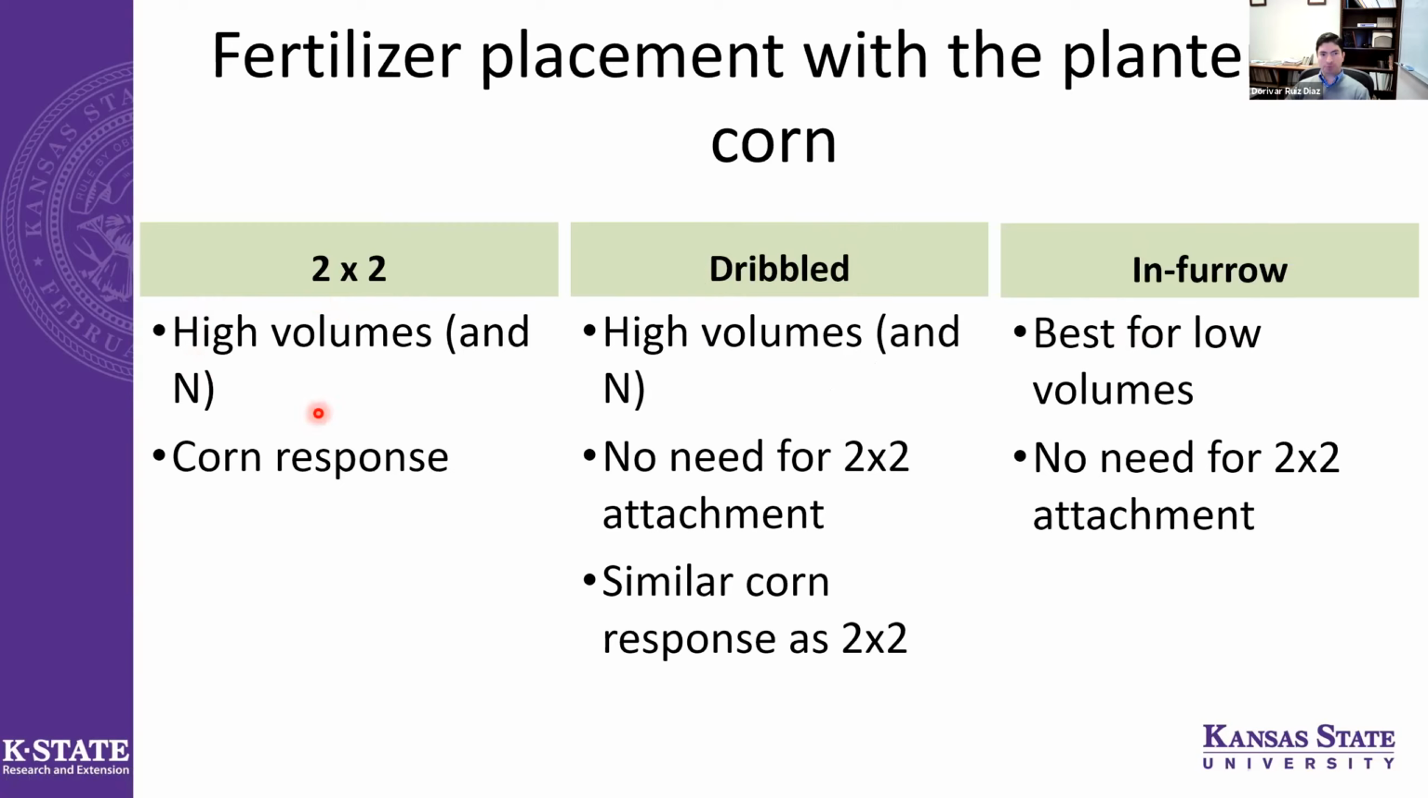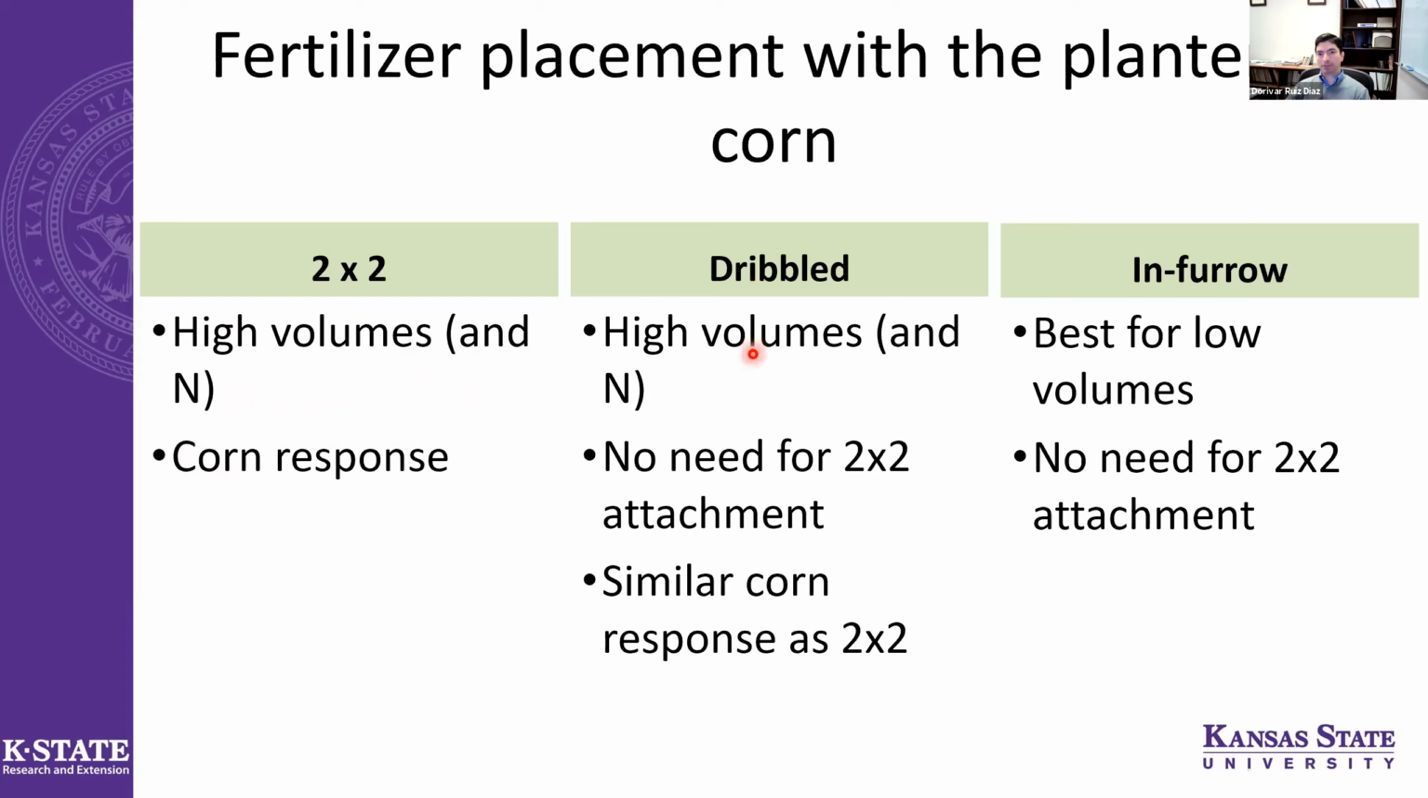Some of the benefits of 2x2, of course, is we can put on higher volumes, including nitrogen. And I do know producers who will actually do 100% of their fertility with a planter. And of course, there are some logistics issues there if you have many acres. But it's an option, and I know some people that will put all the P, all the nitrogen with 2x2. And again, as long as we don't have any contact with the seed, that's a good alternative. But again, logistics is a big concern there. Nice response with 2x2 placement, and so that's always a good point also.